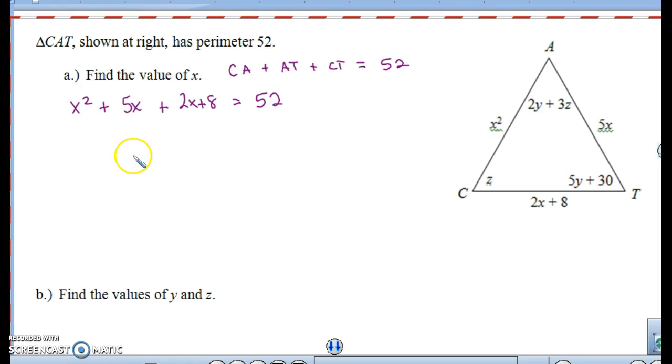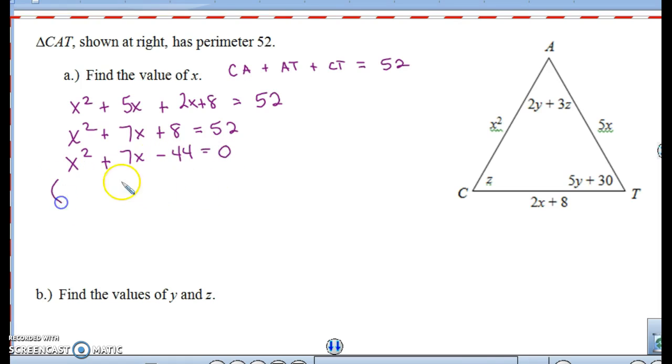Now, this is a quadratic equation, so I want to combine my terms and get it equal to 0. x squared plus 7x plus 8 is equal to 52. Subtract the 52, and that gives me x squared plus 7x minus 44 is equal to 0. Factor, factor, factor. Double bubbles: x and x. The factors of 44 that add up to 7 would be 11 times 4. And remember, watch your signs here. It'd have to be plus 11 and minus 4 to add up to positive 7.